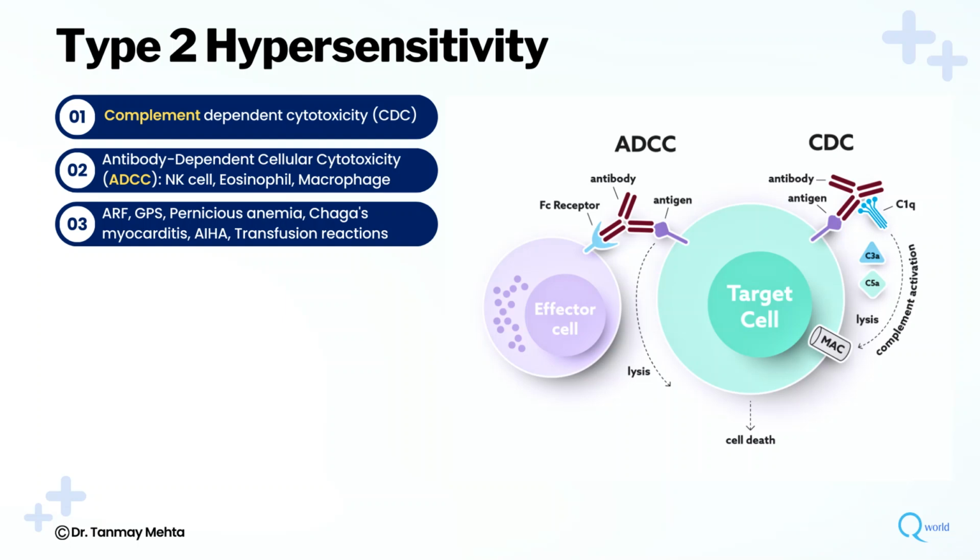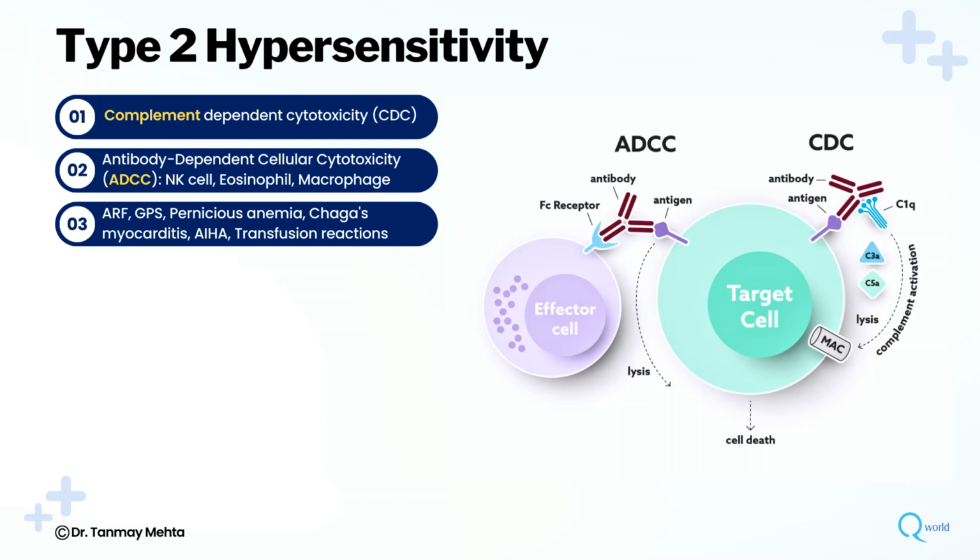and these effector cells will now either do phagocytosis of this pathogen, or they release some chemicals in case of NK cell, that is granzyme and perforins, and they will try to kill this target cell. So either way, either ADCC or your CDC, the cell will die, right? So this is type 2 hypersensitivity. Here the cell is killed.